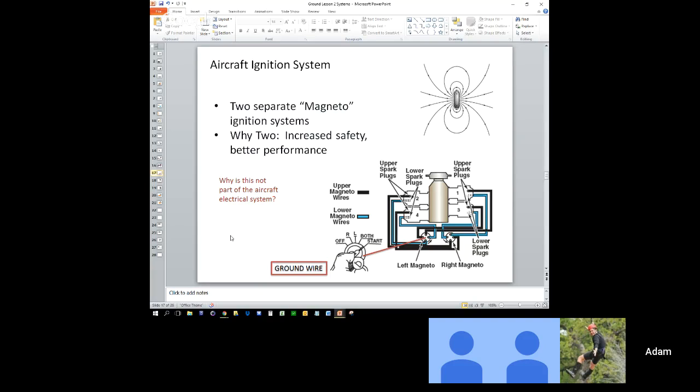So there are two systems. There's a left system and a right system. The magnetos are physically located left and right. And then there's a both setting. So you can run your ignition system with only the left system running, you can run it with only the right system running, and you can run it with both of them running.